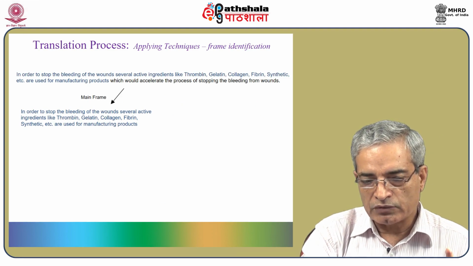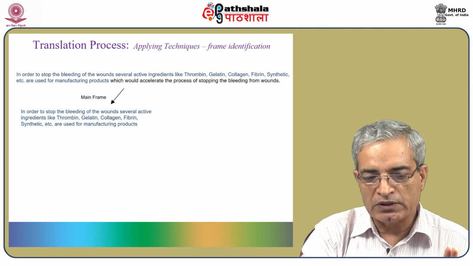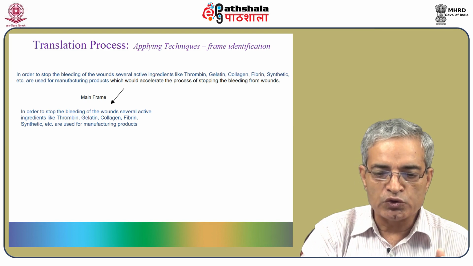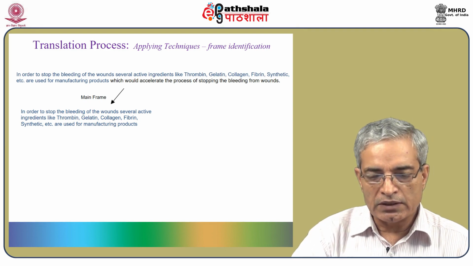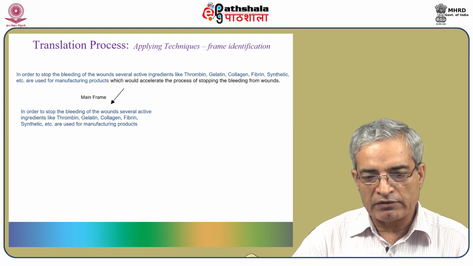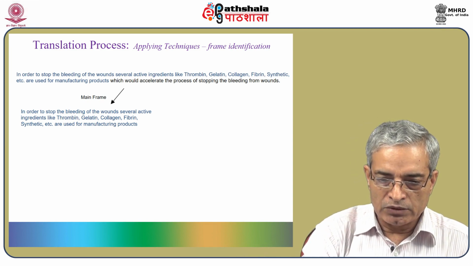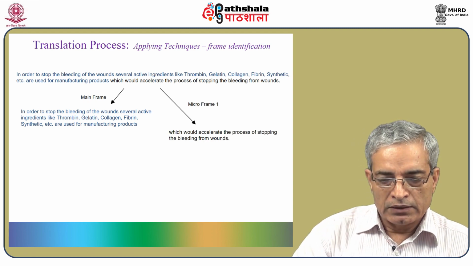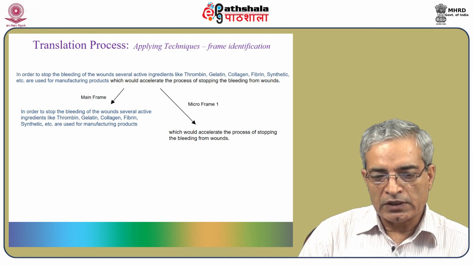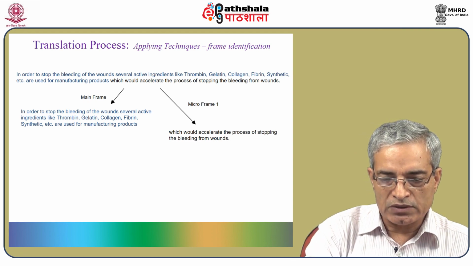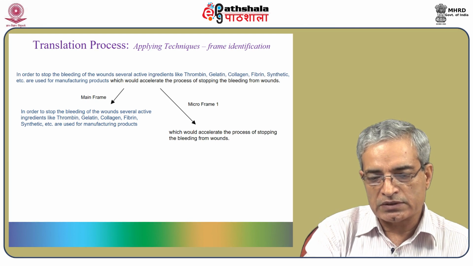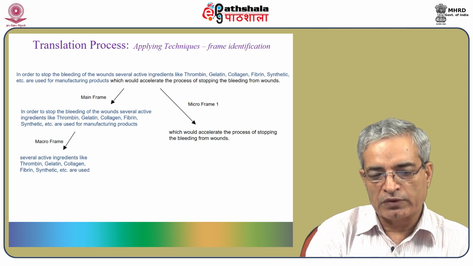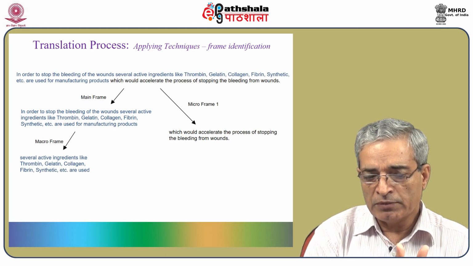Within this sentence, what we read in the beginning, in order to stop the bleeding of the wounds, several active ingredients like this and this are used for manufacturing products. Then there is a which would accelerate. This is clearly an adjectival clause, so we can keep it separate. Now if we take this as the main frame or the main structure, and the micro frame is the adjectival, that is which would accelerate the process of stopping the bleeding from wounds, this adjectival clause comes as micro frame 1.